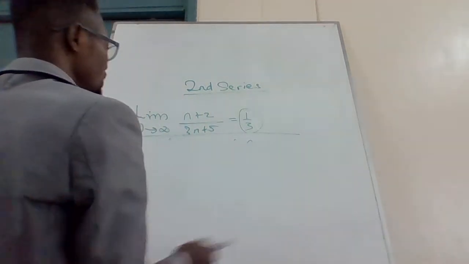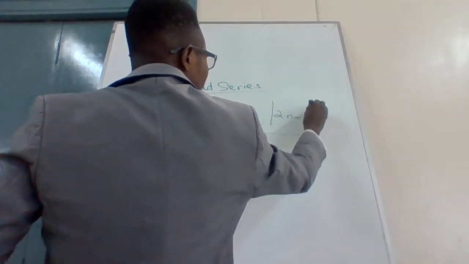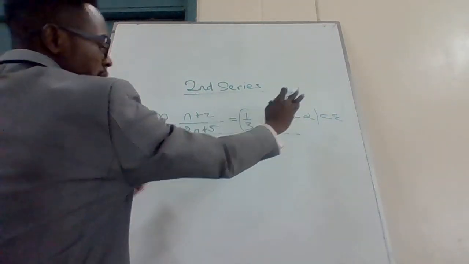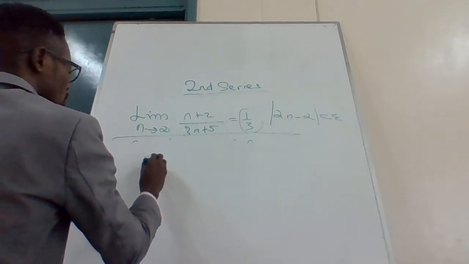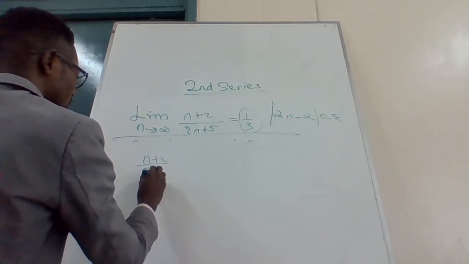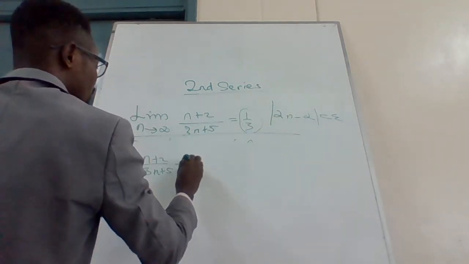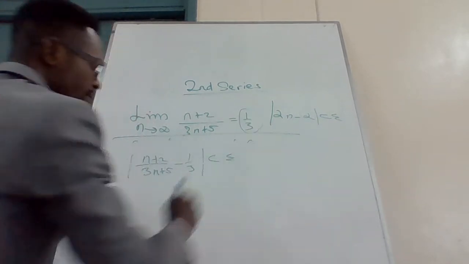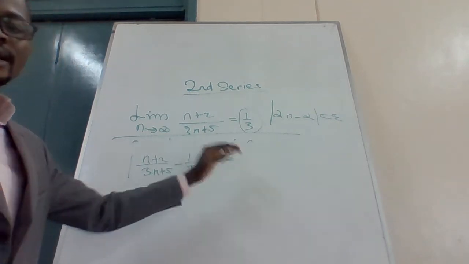So we'll be using this formula: alpha n minus alpha is less than epsilon. So we take this and replace it in that equation. That will be n plus 2 divided by 3n plus 5 minus our limit, 1 over 3, and this must be less than epsilon. That is the first step. This must be less than epsilon.